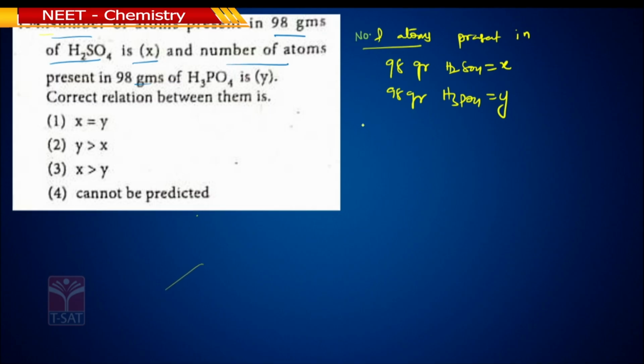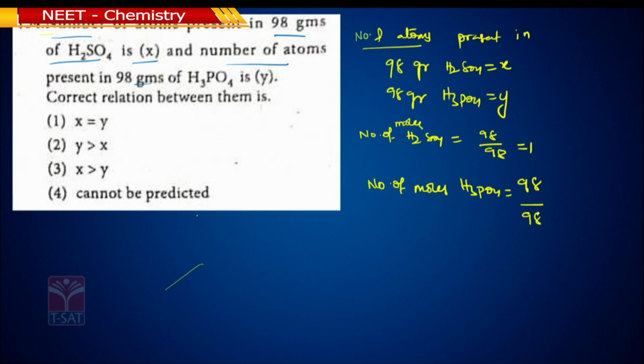First of all, to know the relationship we need to find out the number of moles. Number of moles of H2SO4 we will calculate. Number of moles is equal to weight by molecular weight. Weight is 98, H2SO4 molecular weight is 98, so 1 mole. And number of moles of H3PO4 also we need to calculate. H3PO4 weight is given 98 and its molecular weight is also 98. So it is also 1 mole. So both are 1 mole.